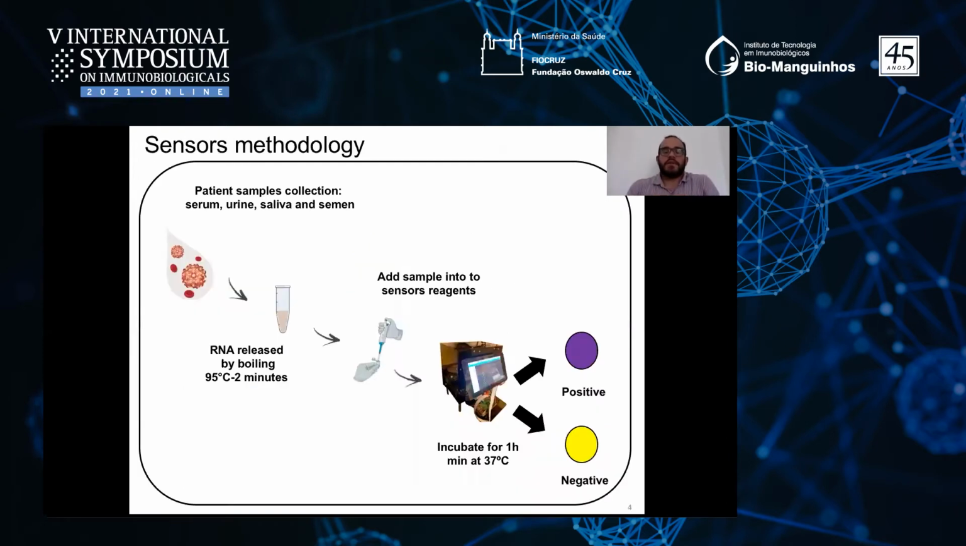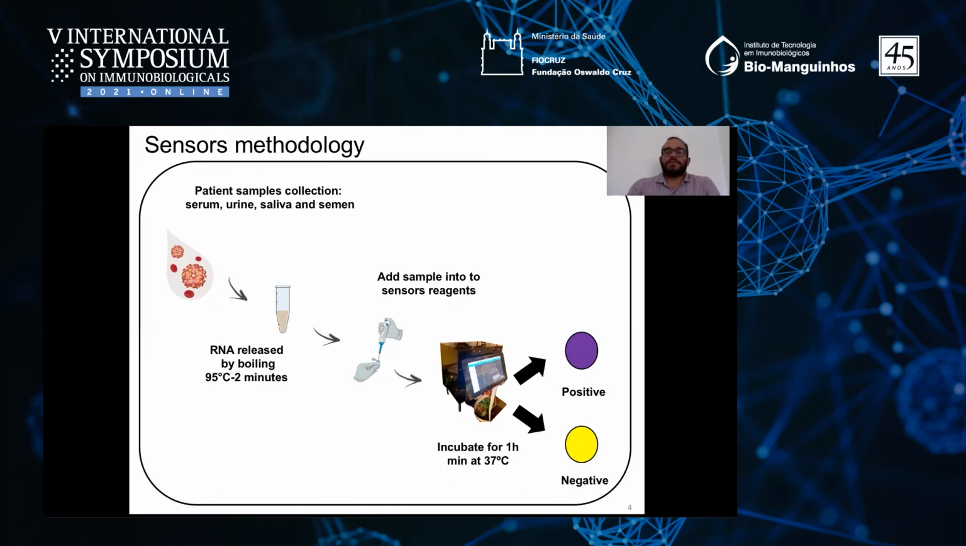In general, this workflow represents our methodology for testing patient samples, where initially we collect samples from patients, including serum, urine, saliva, and semen. Then we put the samples in a bath for 2 minutes at 95 degrees Celsius. And then we put the template into the sensor reactions and subsequently incubate using our lab-in-a-box for 1 hour at 37 degrees. After the end of incubation, the results can be easily observed by naked eye, and also using our lab-in-a-box.